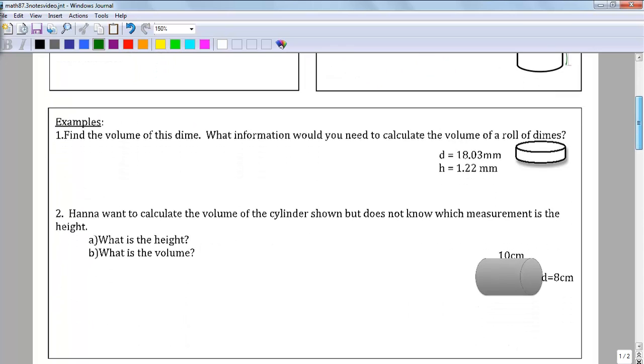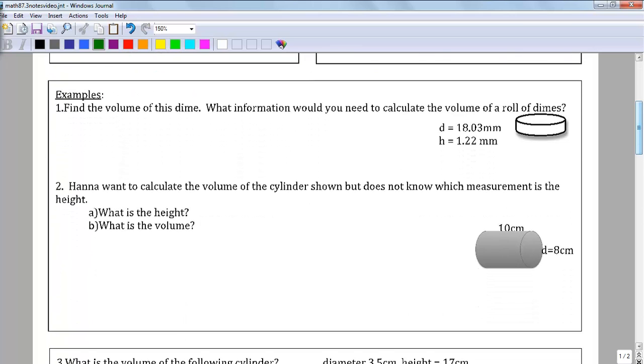So let's try it. This says find the volume of this dime. What information would you need to calculate the volume of a roll of dimes? So let's start off with the first question. Find the volume of the dime. So volume is going to be pi r squared, right? That's the base, and then times the height. Now I know that the diameter is 18.06. So to get the radius, I take the diameter and divide by 2.